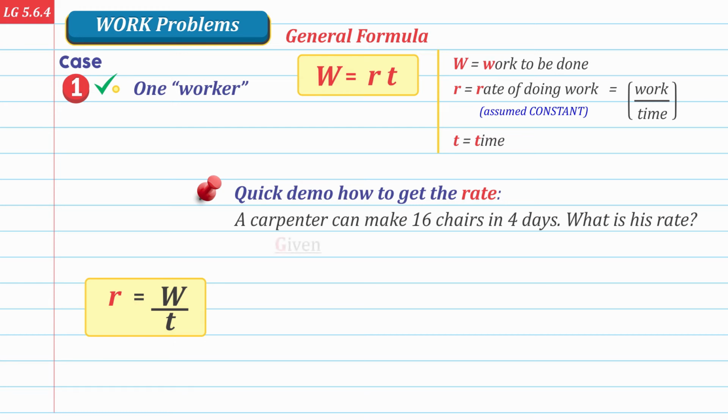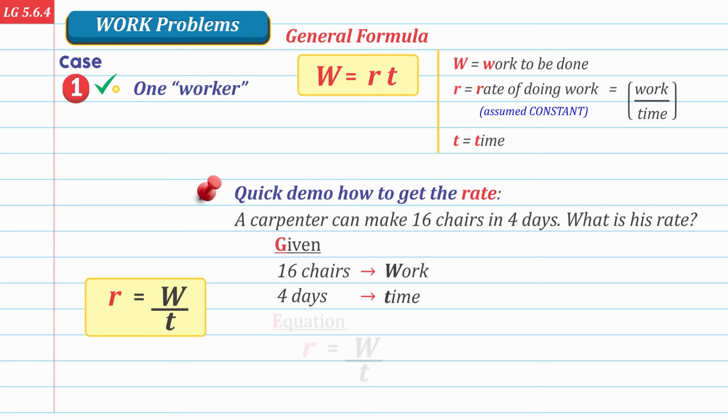Let's identify the given first. We see two values here. Let's write them down. 16 chairs and 4 days. Now let's identify what these values are. 4 days, definitely that is the time. Now, the problem is, what is the chair? Now, our worker is a carpenter. Therefore, we can say 16 chairs is the work to be done. Now, what is his rate?